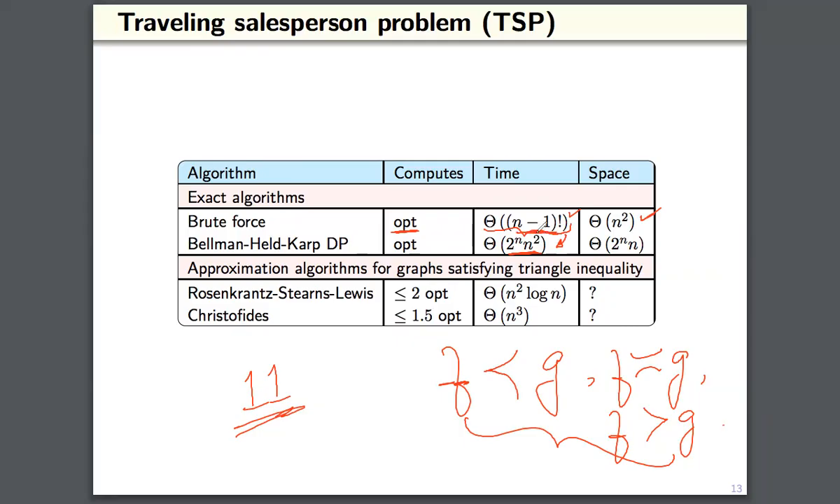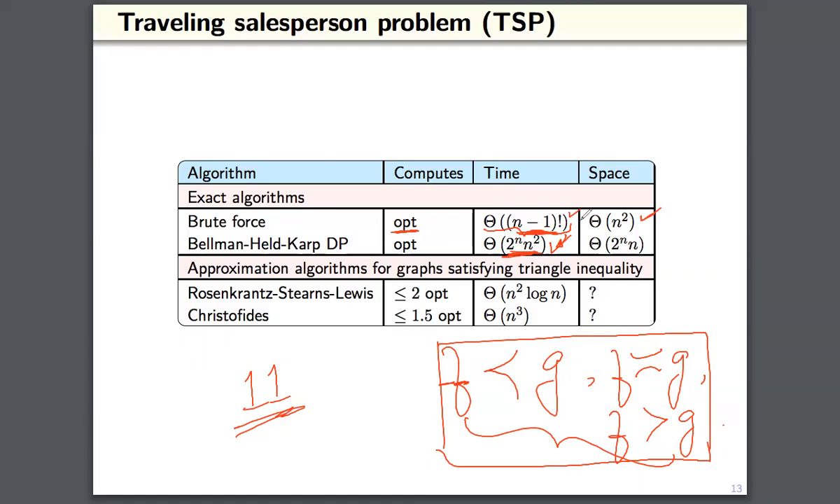Suppose you have (n minus 1) factorial and 2 power n squared. How do you compare which algorithm is better? You need to use that asymptotic complexity comparison analysis. So using limits and all, you can show that this is better than (n minus 1) factorial. It is asymptotically better, right? Okay, great.